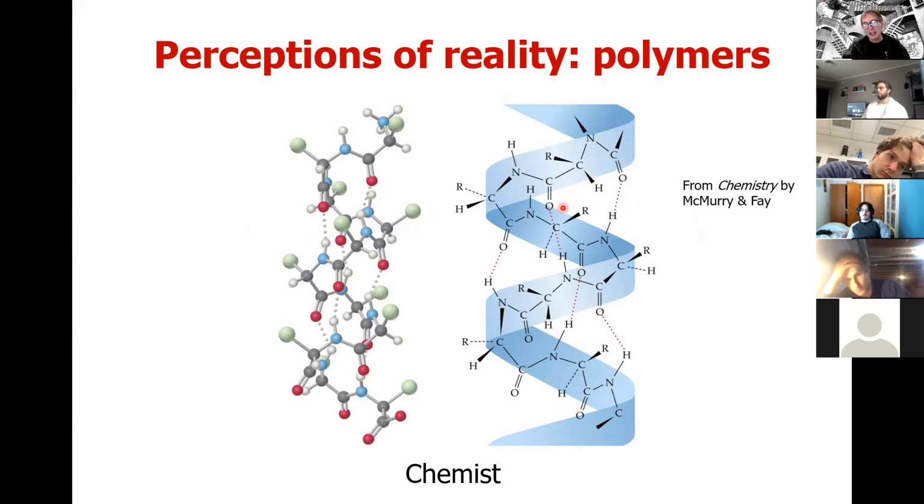So let's have a look at different levels of description of polymer systems. So here is a polymer as a chemist might view it. There's some physical structure picture of a polymer, or this is a chemical formula structure of the monomers that are linked together to make a polymer. So that's an atomic level of description.